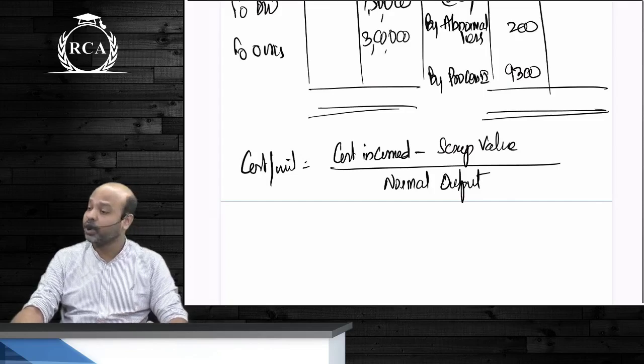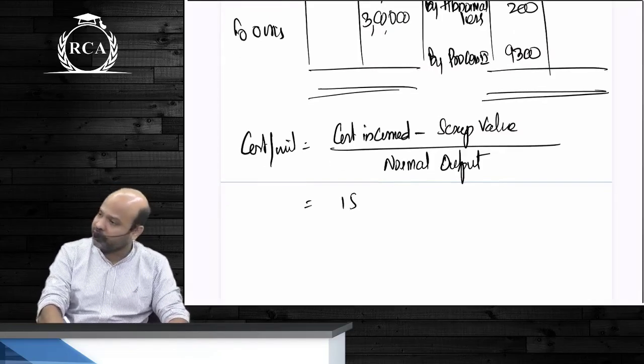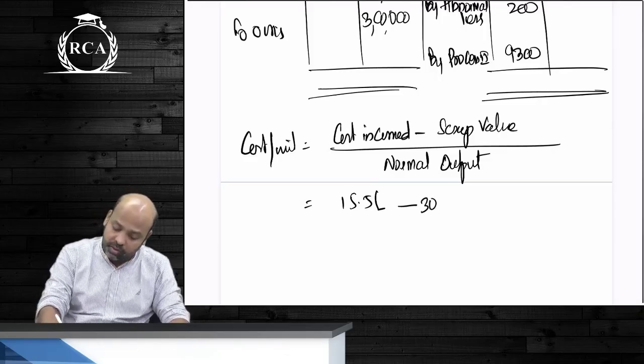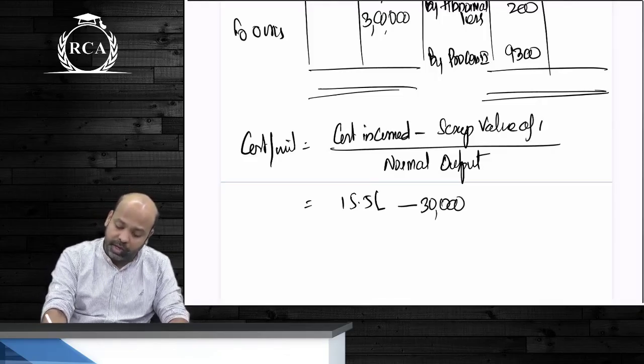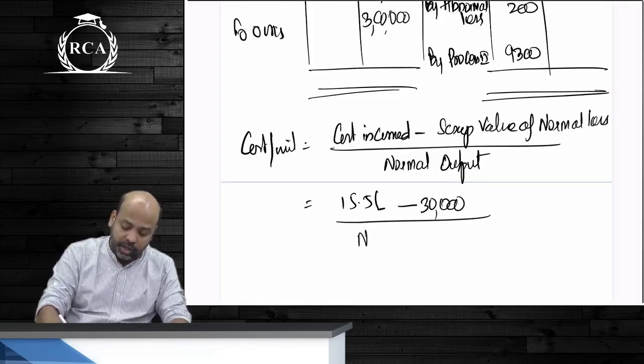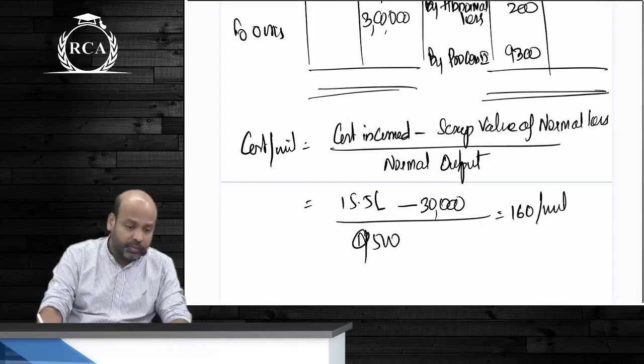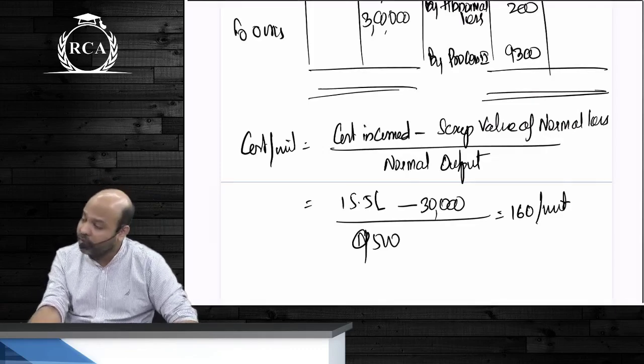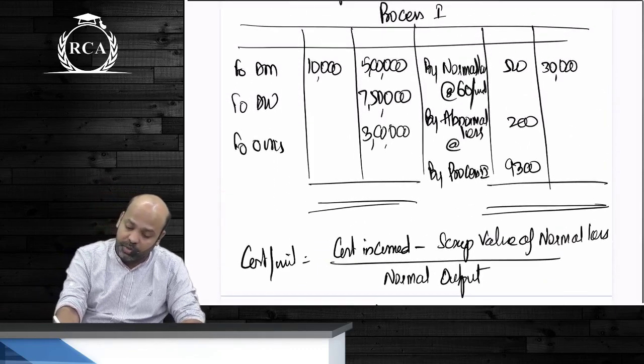So when you're computing your cost per unit, guys, you know that your cost incurred is 15,50,000. Should I deduct 42,000 or should I deduct 0 rupees from it? Yes beta, only 30,000. It is always and always scrap value of normal loss. But sir, are we not getting 160 NI? Sir, are we not getting that extra 12,000 also? It will be adjusted against the cost of abnormal loss.